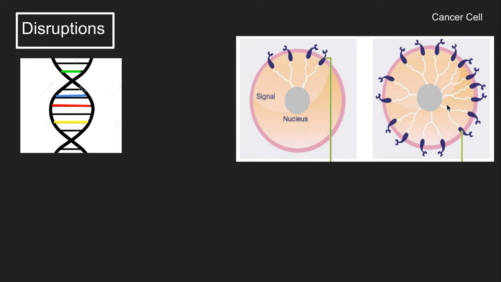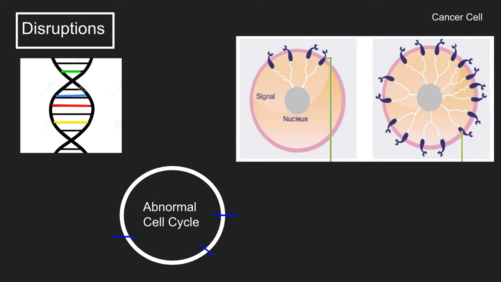Also, the cells may not need growth factors to grow or divide, as they will make their own growth factor or convey a growth factor signal that is not present in the cell. During the cell cycle, cancer cells stop at random points, unlike normal cells, which stop at the G1, G2, and M checkpoints, which is shown in this diagram.